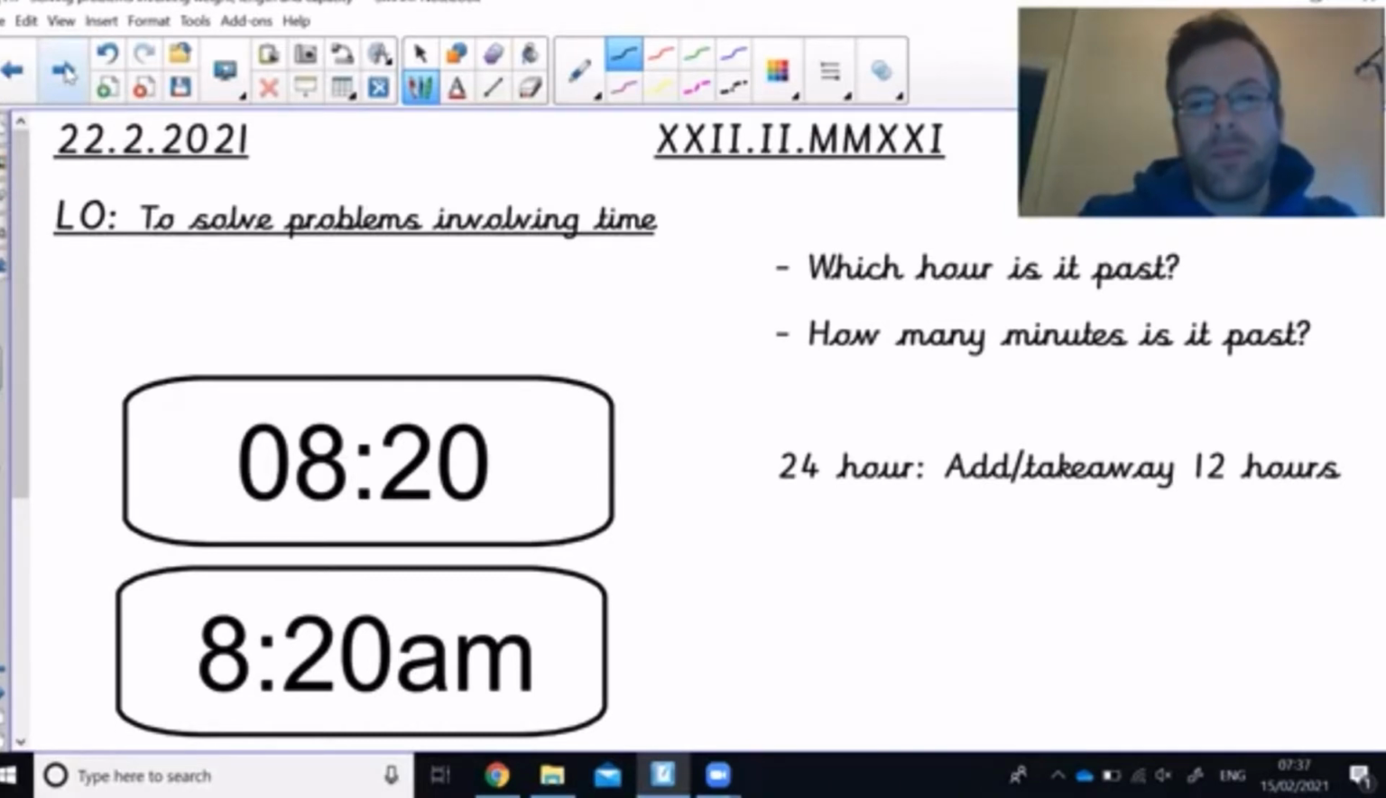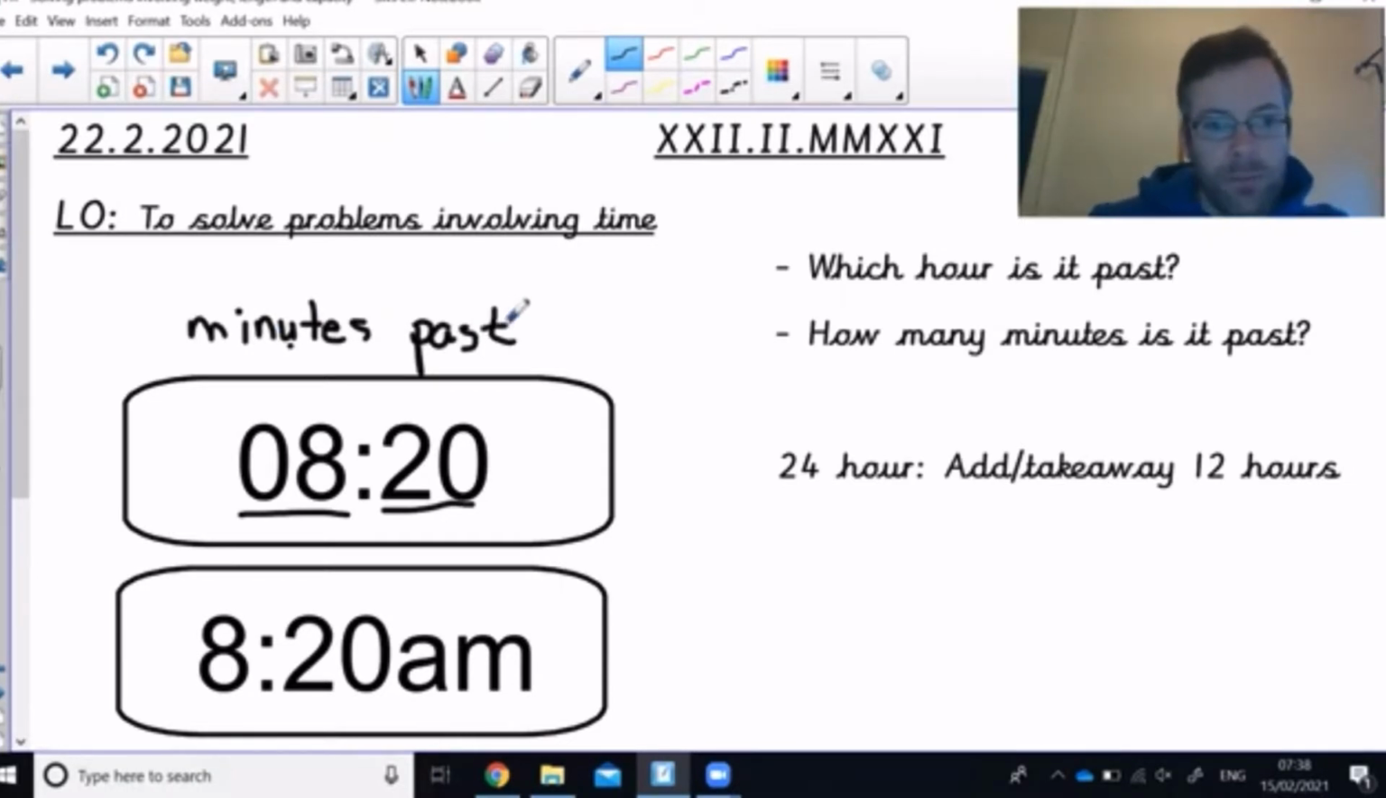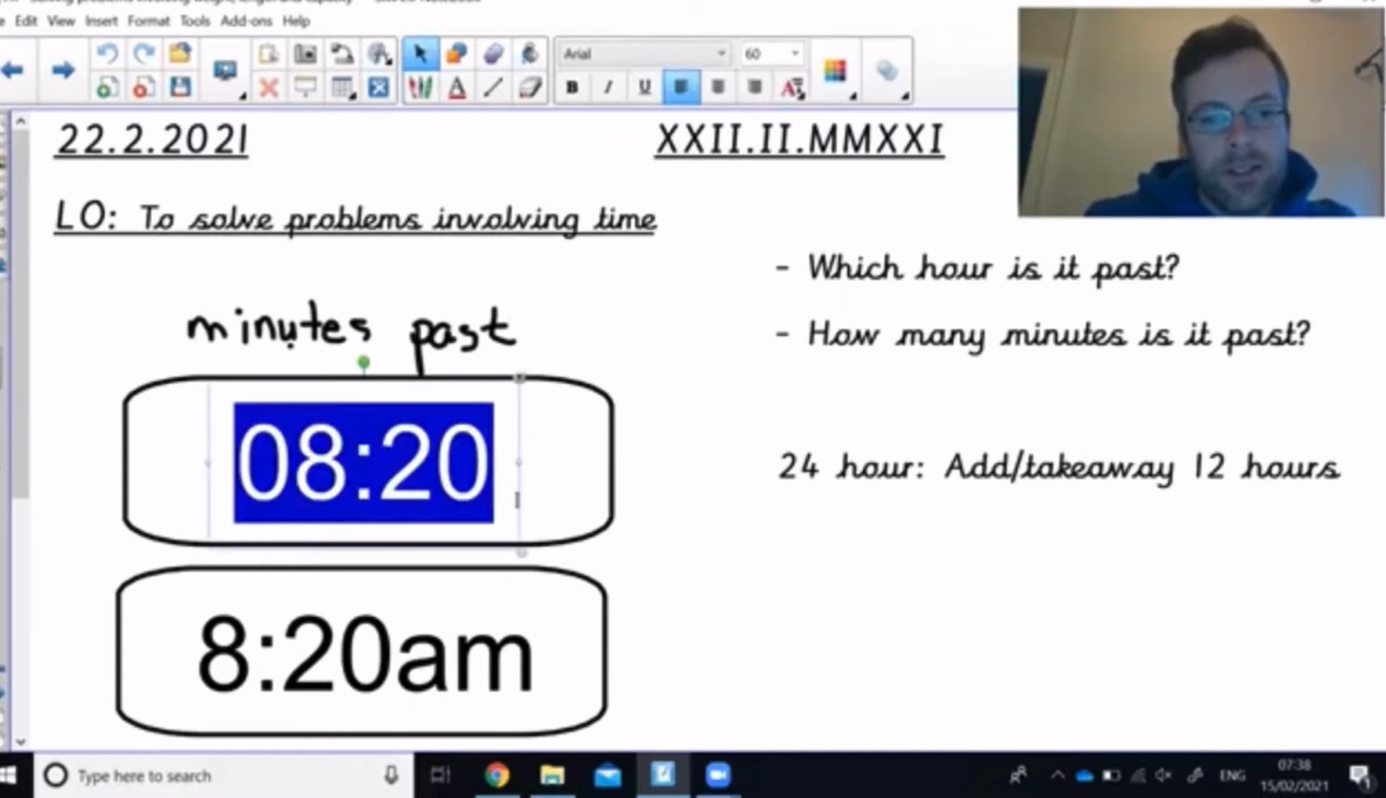So in this one, we look at which hour it's past, and it's always going to be on this side. So we know that it is past 8, so it's so many minutes past 8, and this is always going to be minutes past. A 24-hour digital clock is always written in minutes past. It's never written in minutes to. Never, ever, ever.